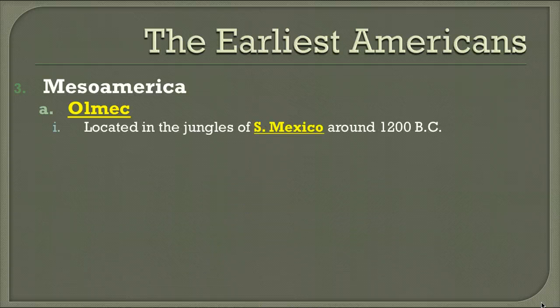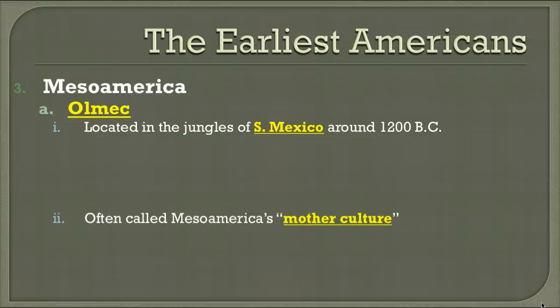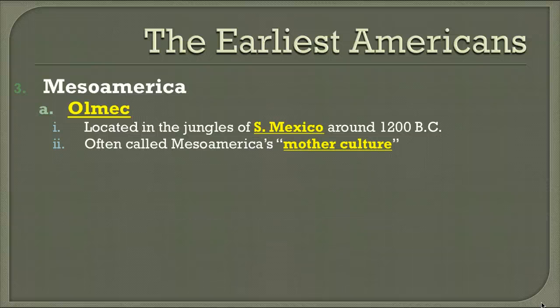Well, the Olmec were located in the jungles of southern Mexico around 1200 BC. They're often called Mesoamerica's mother culture because we know they're the first one. We know that they're the first thriving culture there. A lot of the other cultures, including the Zapotec, Mayas, and Aztec, take some of their culture from the Olmec. So they are the mother culture.